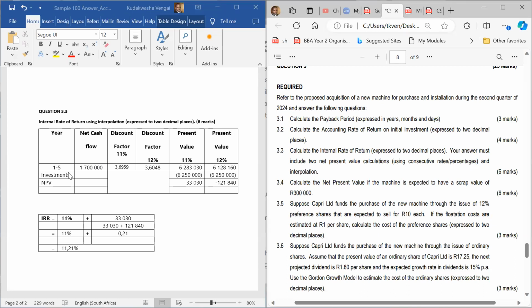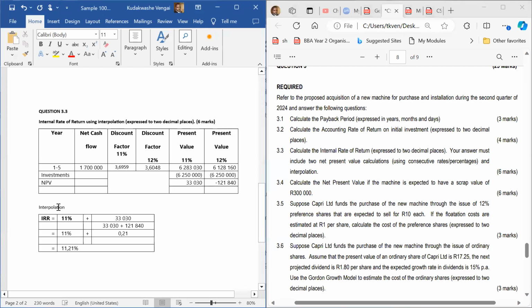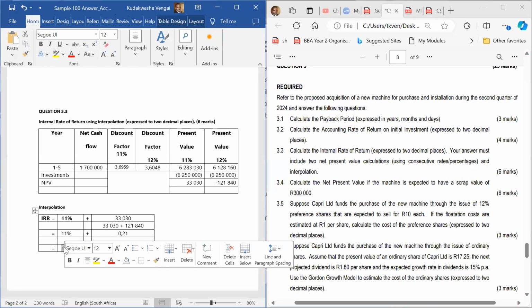Once you have done that, then you can do what is called interpolation. So this here is interpolation. Interpolation is like calculating the average. So you're saying that instead of 11 and instead of 12, I want the average. So it's 11% plus those figures. You calculate the average of those figures: 3.3 divided by 3.3 plus 1.1, and then you get 0.21. So it means that 11.21% is the internal rate of return.